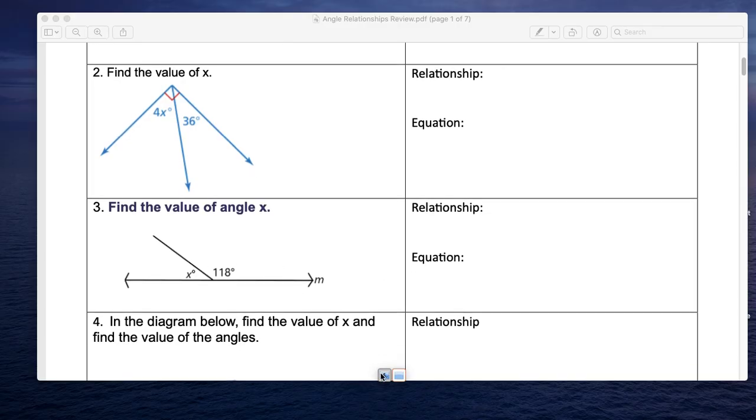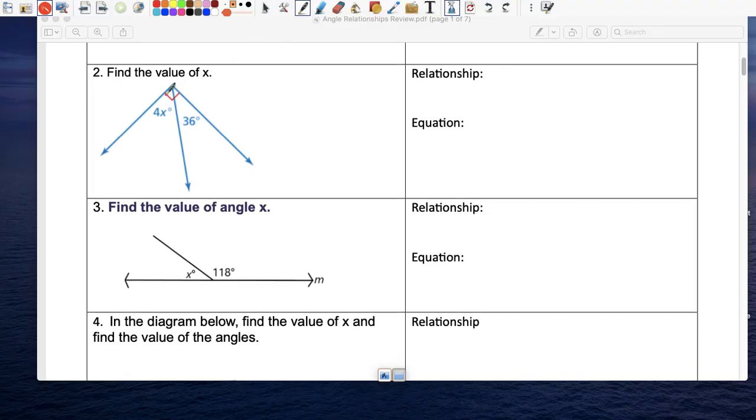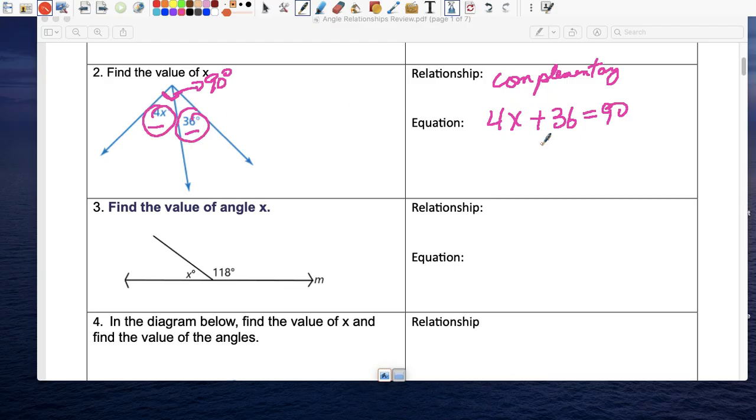Number 2, find the value of x. What's the relationship? There's this little square here, which tells me that this whole angle is 90 degrees. The angle was cut into two parts. One part is called 4x. The other part is 36 degrees. First of all, they're complementary. How do I make an equation out of these? If I take 4x and add 36, I will get 90. And that's the equation. The only way I can set up that equation is knowing that these two are complementary, which means one angle plus the other angle equals 90. Now the rest is just solving.